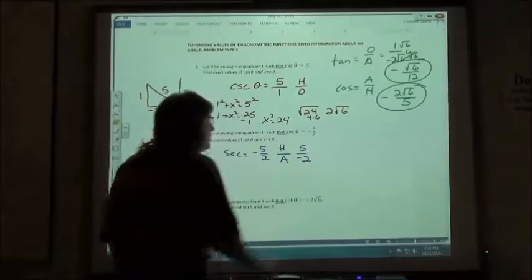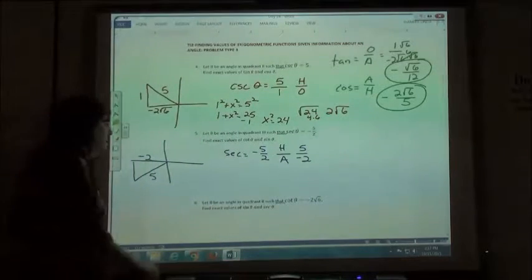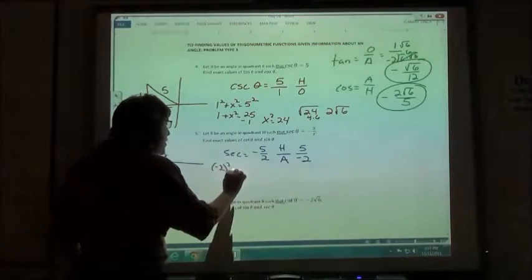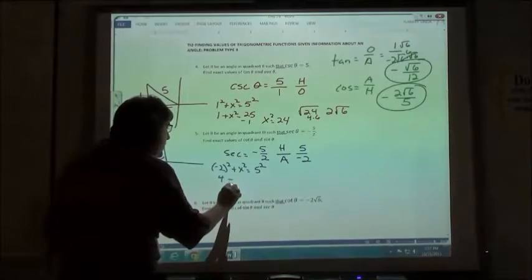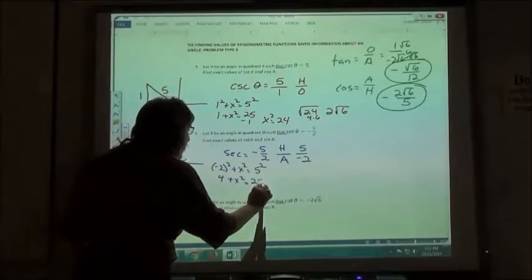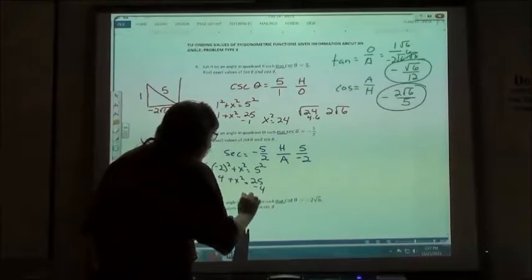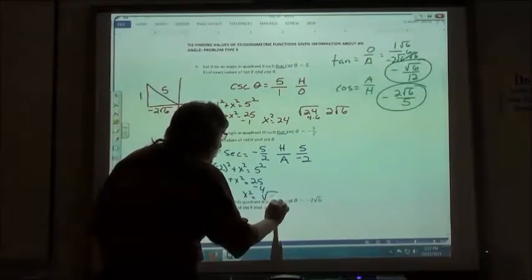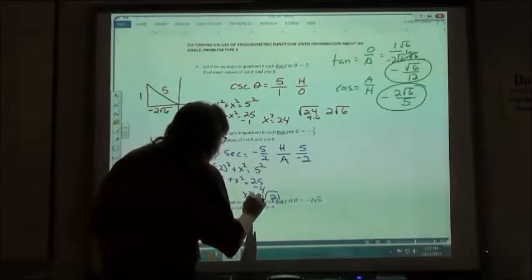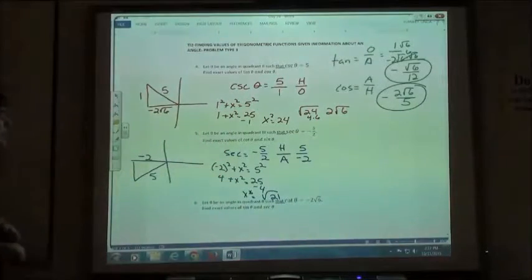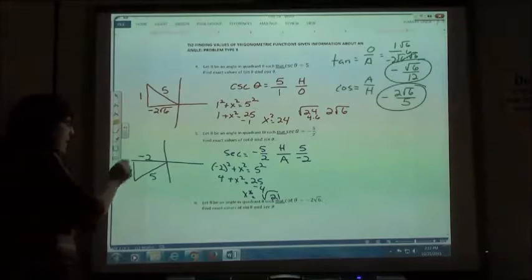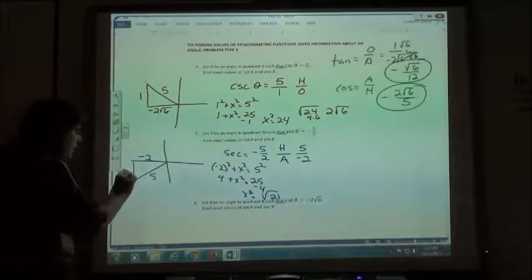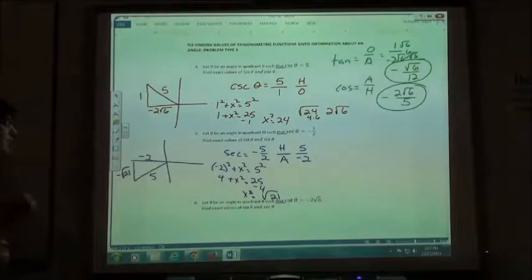5 over negative 2. I want to find my missing side. So negative 2 squared plus x squared equals 5 squared. 4 plus x squared equals 25. If I subtract 4, x squared equals 21. So x is going to equal the square root of 21. 21 I can't simplify. It is going in the negative direction. So negative square root of 21 is going to be my missing side.